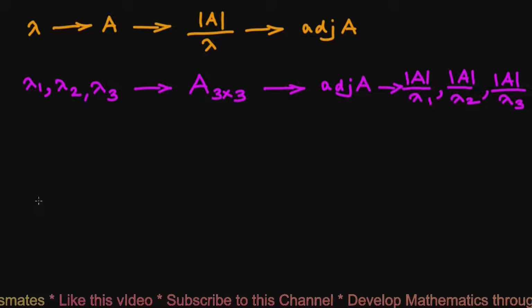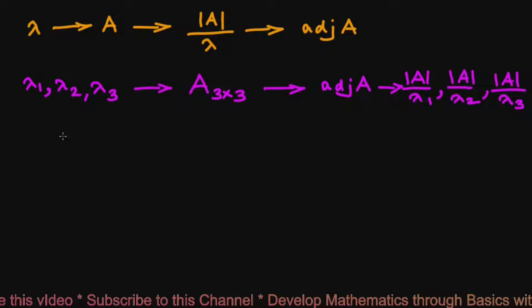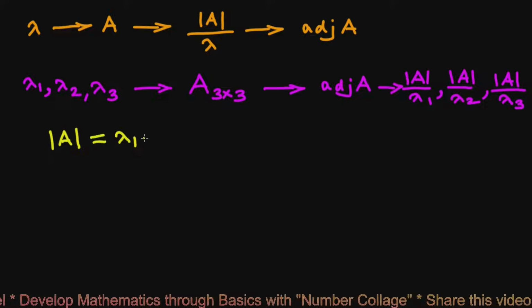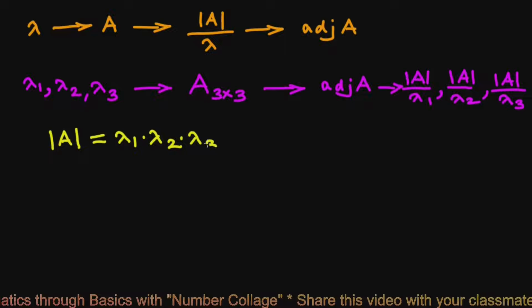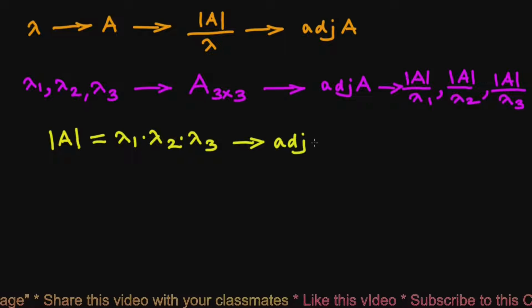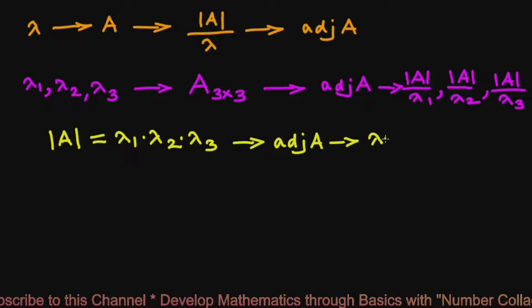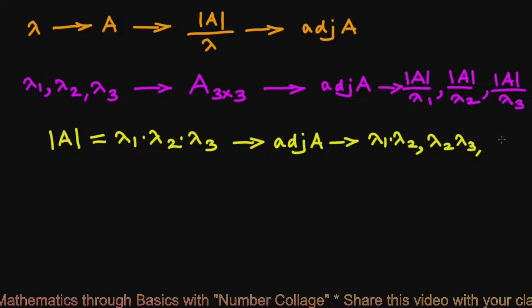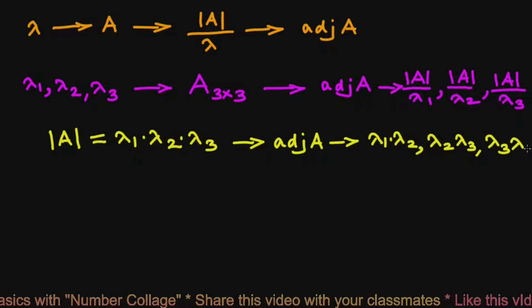And since we have seen in another property of eigenvalues, determinant of A equals lambda 1 into lambda 2 into lambda 3, it follows that the eigenvalues of adjoint of A are lambda 1 into lambda 2, lambda 2 into lambda 3, and lambda 3 into lambda 1.